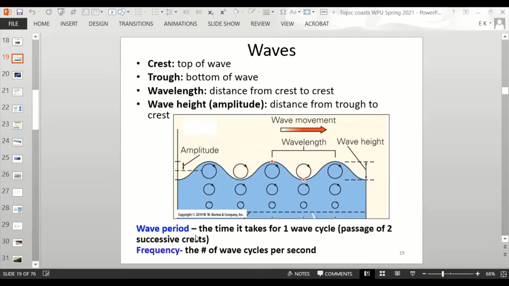Your wave period is the time that it takes for one wave cycle. So that's the passage of 2 successive crests. If you're sitting here watching and the wave moves by, the time between seeing one crest and the next crest is the wave period. And the frequency is the number of wave cycles per second.